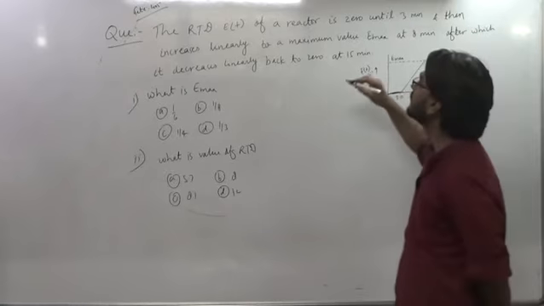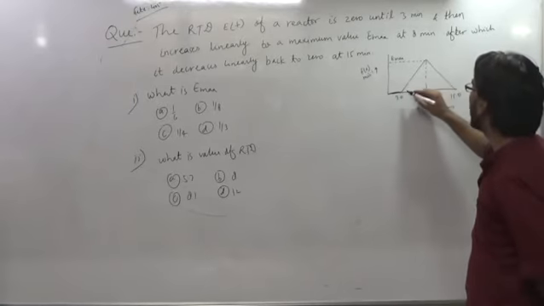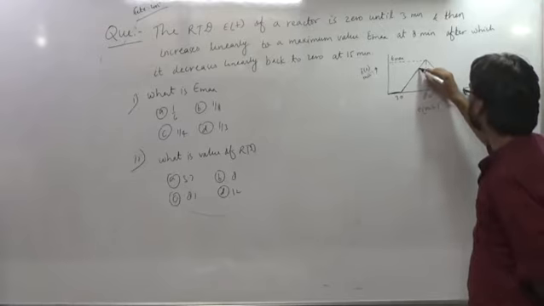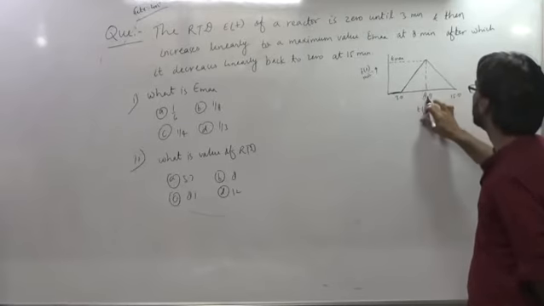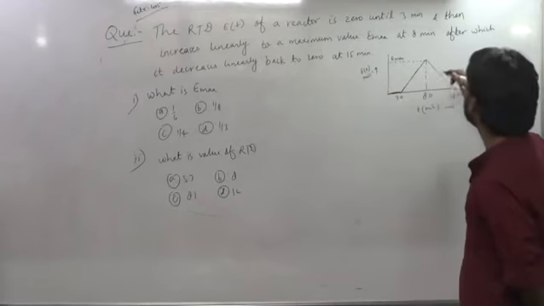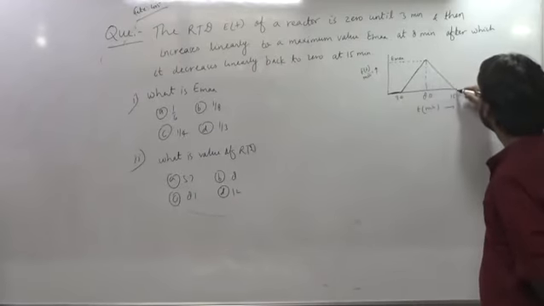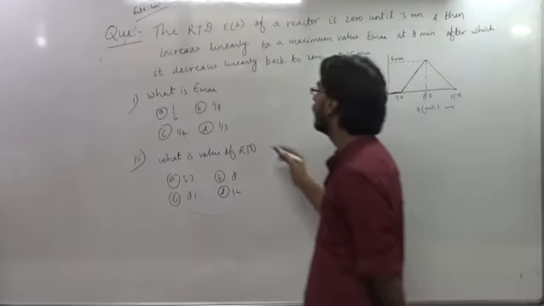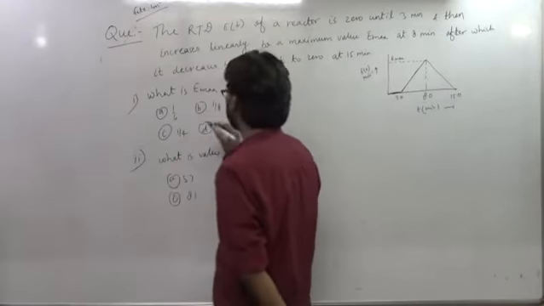Now it increases linearly to a maximum value Emax at 8 minutes, after which it decreases linearly back to 0. It comes to the 0 value at 15 minutes. Now we have to tell what is the value of Emax.